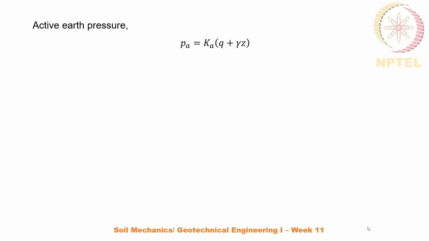So the active earth pressure, as we saw in the earlier problem, the equation is Pa is equal to Ka into (q plus gamma z).